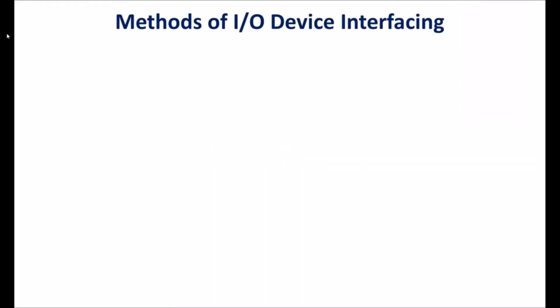Interrupts of 8051. To interface input-output devices to microcontroller, two methods are available. The first method is polling method and second method is interrupt method. Now let us understand polling method.